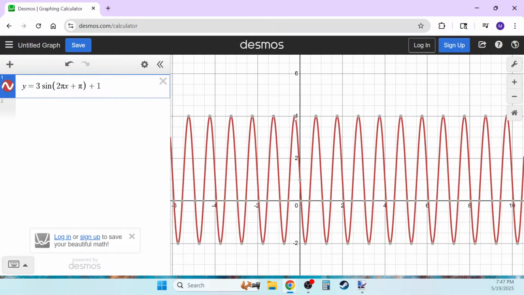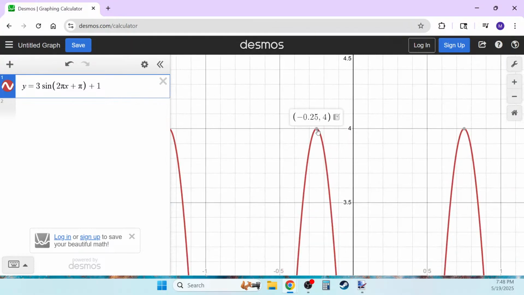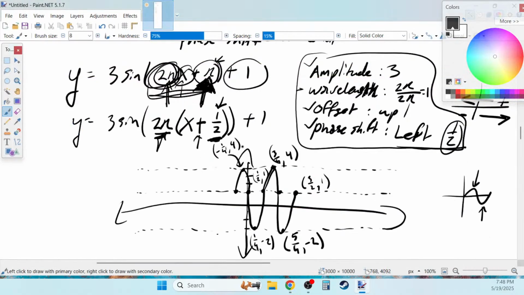It's a little harder to check to see that we have the correct phase shift, but we can do that. If we click up here, we see this point here is at -0.254, so that's -1/4 comma 4. If we look, that is what we said our crest immediately to the left of the y-axis. We said it would be in that position, and Desmos agrees with us. So that's really nice. So now that we've practiced all of this on sine, let's go take a look at how to apply this to tangent. And cotangent's going to work the same way.